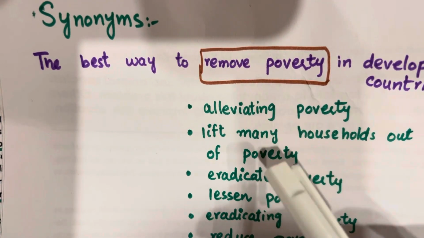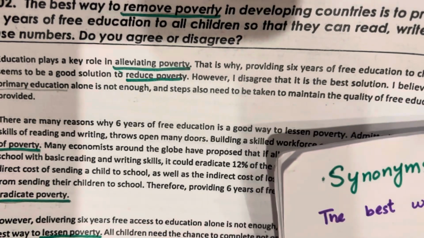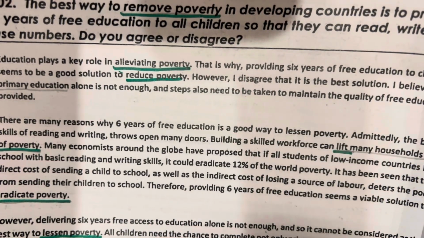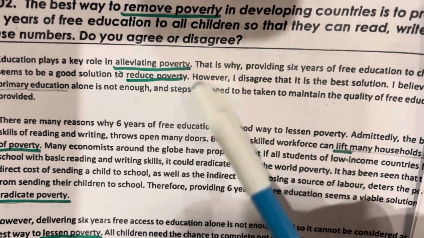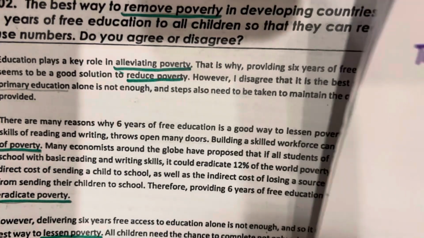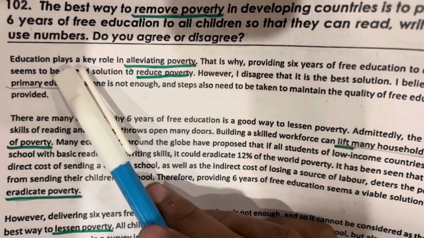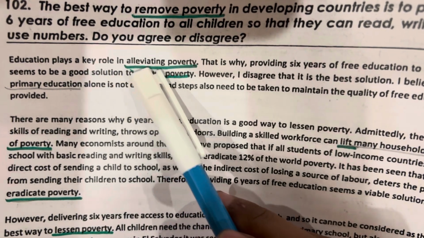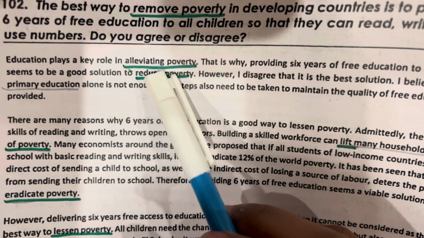And we will use different synonyms to explain, and we have our own opinion, so we have to agree or disagree. So in this essay I'm going to disagree and I will show how to use these synonyms in your essay. So first look at the introduction. Education plays a key role in alleviating poverty. So instead of using remove poverty, I have used alleviating poverty.